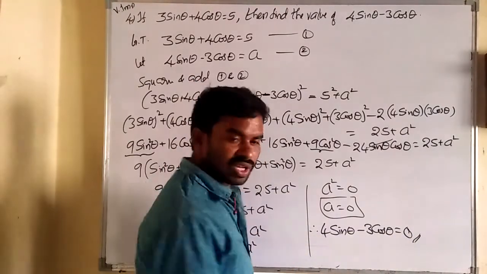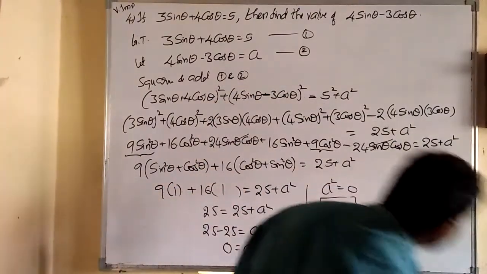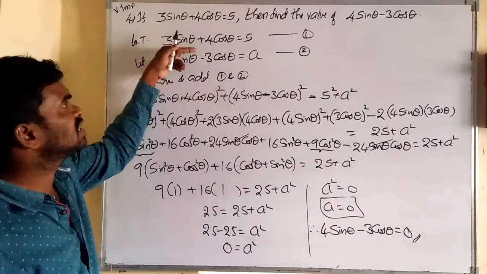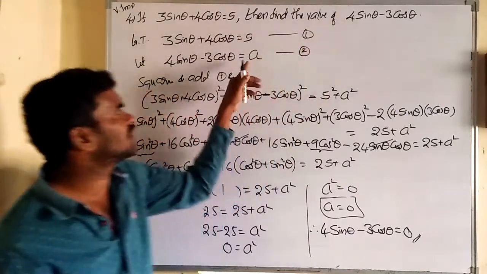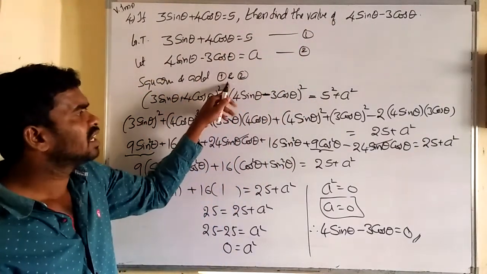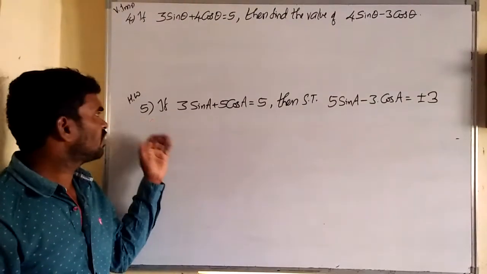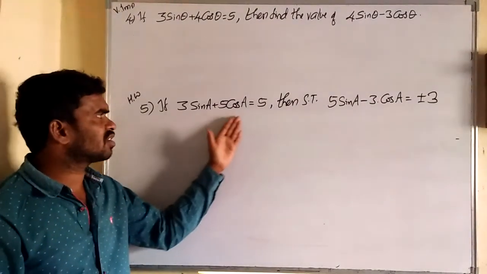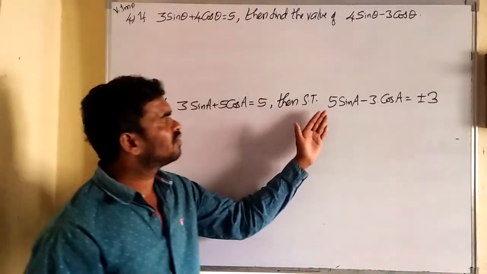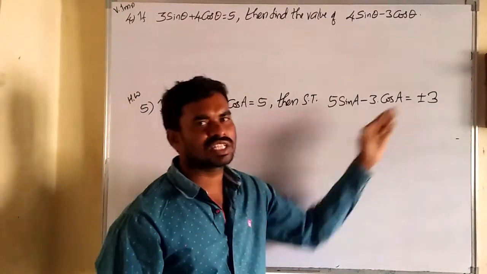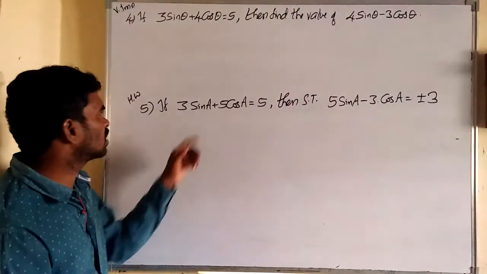Similarly, I will give you one question for your practice. You just write the given term and what we have to find, which is equal to a, then square and add and continue the process, and you will get the answer. For your practice: if 3 sin A plus 5 cos A is equal to 5, then show that 5 sin A minus 3 cos A is equal to plus or minus 3. Don't bother about that angle.